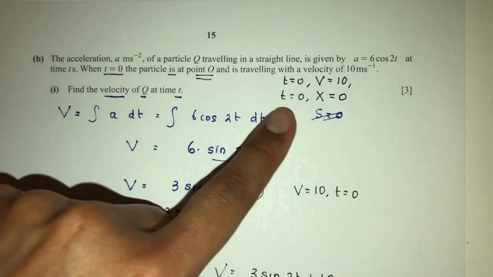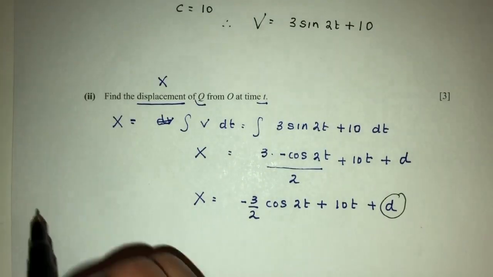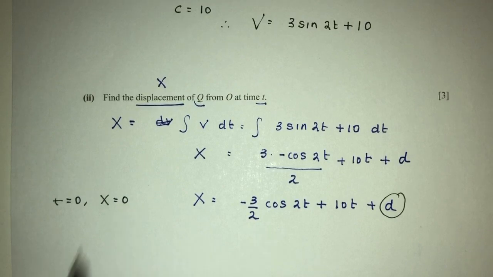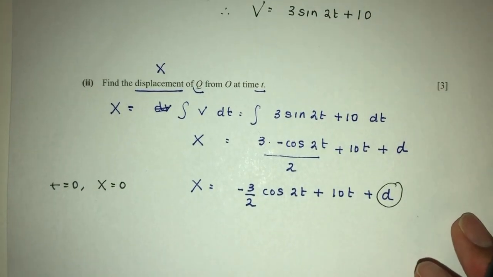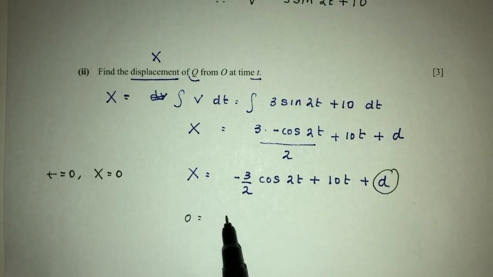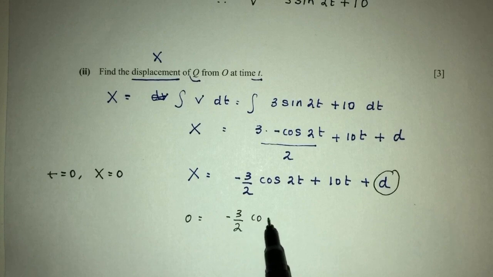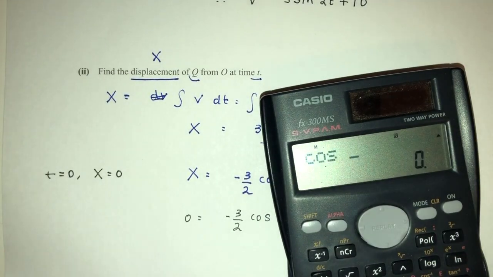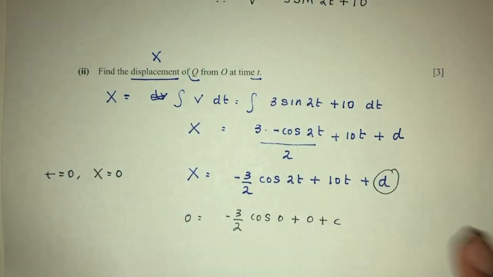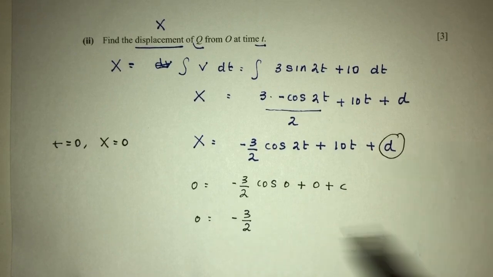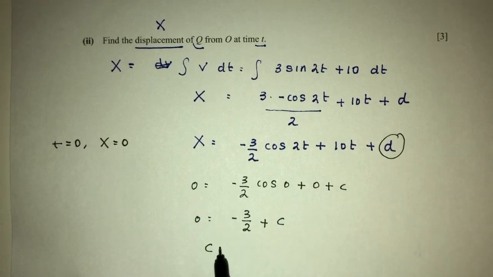Again, we have to use the information given to us. When t equals 0, we know x was 0. X's displacement from the point O was 0. That will be 0 equals minus 3 over 2 cos of 0 plus 0 plus the constant. Now what is cos of 0? Cos of 0 should be 1. So basically 0 is minus 3 over 2 times 1, which is the same value, plus the constant. So the constant will be 3 over 2.